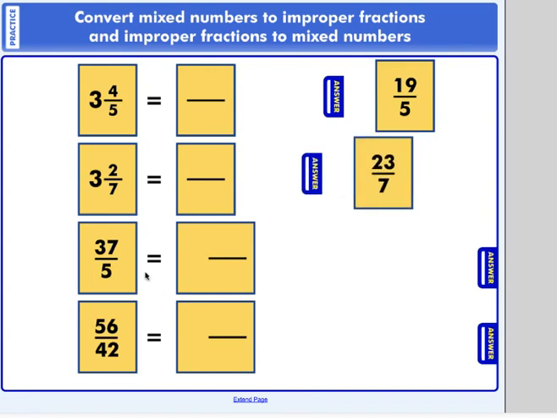Now to convert these improper fractions into mixed numbers, I will divide. 37 divided by 5. Well, I know that 5 goes into 37 7 times, and there'll be a remainder of 2, because 5 times 7 is 35. So it should be a whole number 7, and my remainder 2 I'm going to write as 2/5. So 7 2/5.